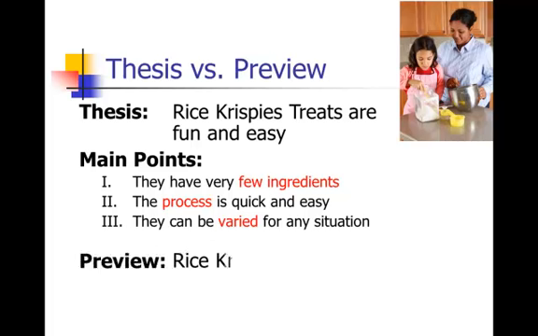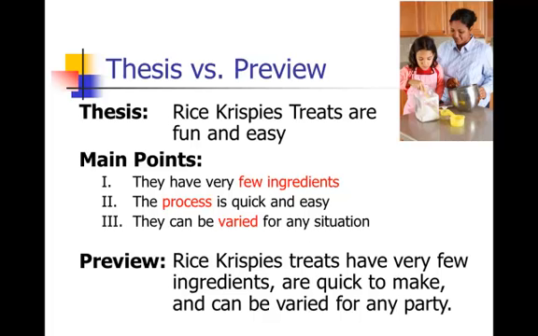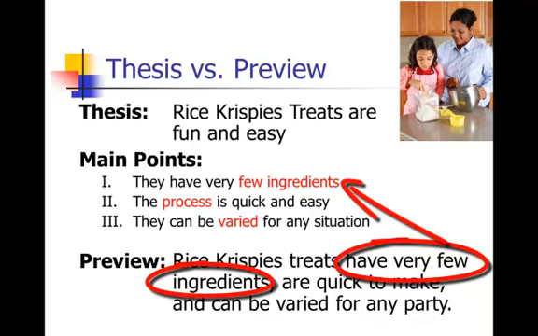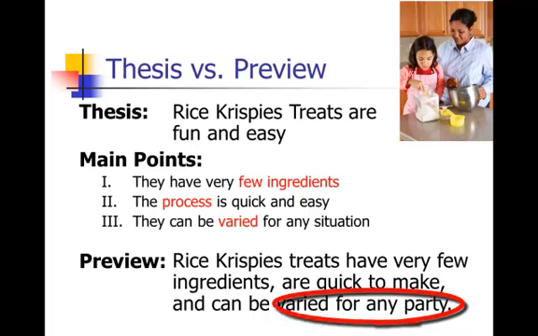So your preview statement might be something like, Rice Krispies treats have very few ingredients, are quick to make, and can be varied for any party. Notice that have very few ingredients relates to the first main point. Are quick to make relates to the second main point, and can be varied for any party is specific to the third main point. So somebody listening to your speech will know exactly what you're going to talk about in the order that you plan to talk about it.